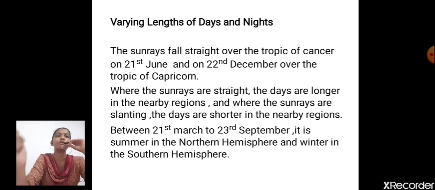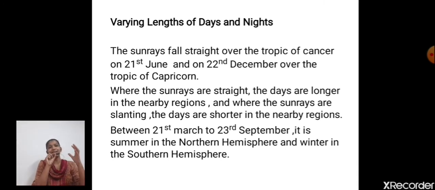Now the sun rays fall straight over the Tropic of Cancer on 21st June and on 22nd December. The sun rays are direct, they are straight, they face these two lines straight away. So what happens, where the sun rays are straight, the days are longer, and also the nearby regions where the sun rays are straight experience longer days.